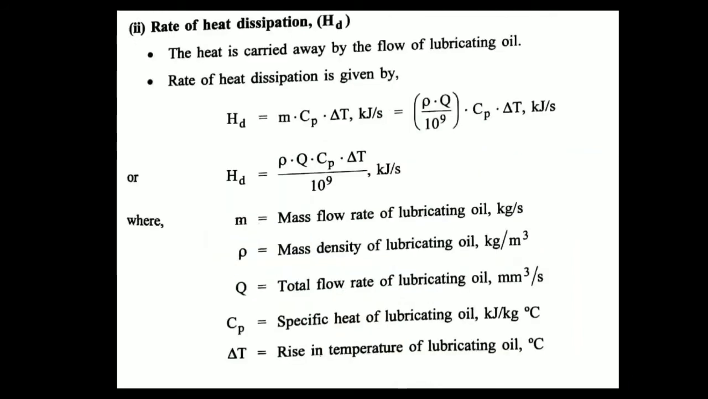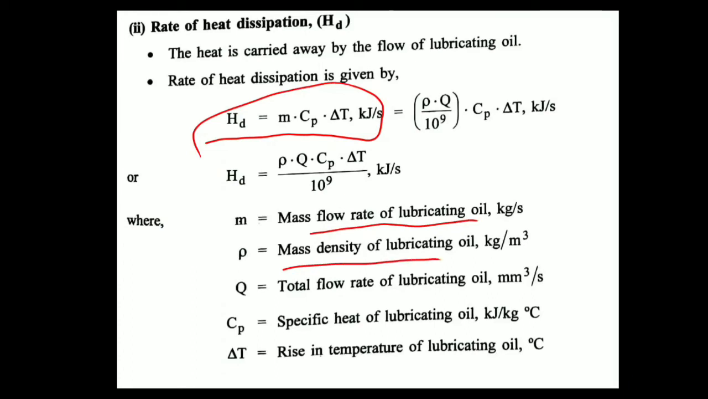Now heat dissipation, how can it be dissipated? That heat can be carried away with the help of lubricating oil. So heat dissipation can be calculated as mCp delta T. Very important. m is the mass flow rate of the lubricating oil. Now mass density is rho, total flow rate is Q, Cp is the specific heat of the lubricant, and delta T is the temperature rise. So HD, heat dissipation, is equal to mCp delta T.